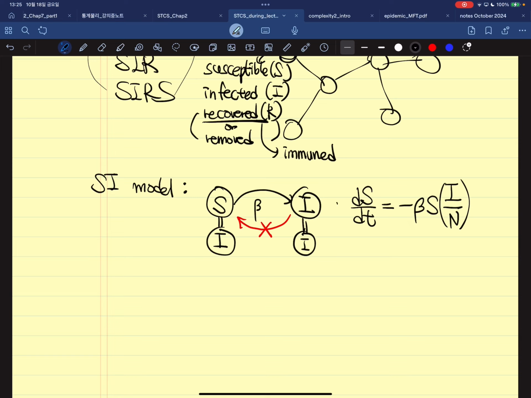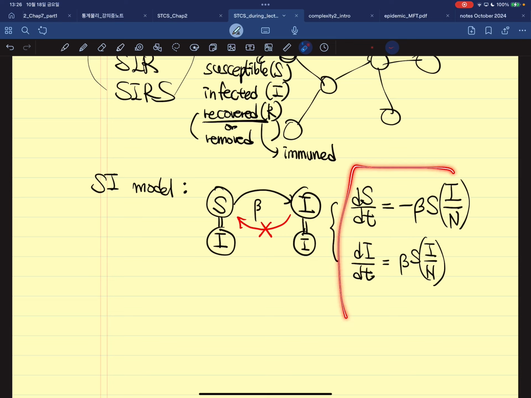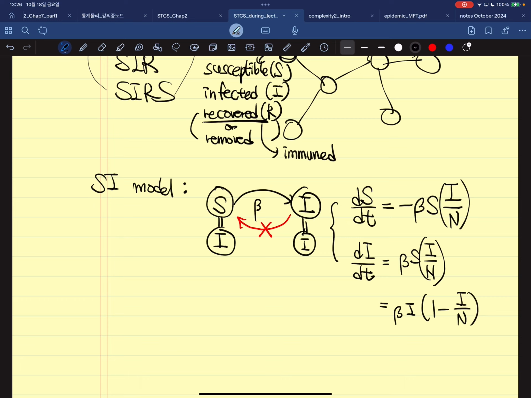And of course, we need the counterpart. If we have the decrement of the S population, all of the decrement would be increment in the I population. So naturally, with the same logic, we have beta S I per N. If we sum these two right-hand sides, it must be zero, which corresponds to the fact that the total population is conserved. So we can even just write this as beta I and 1 minus I over N, because N should be S plus I. There's no neutral node here. It's either S or I.